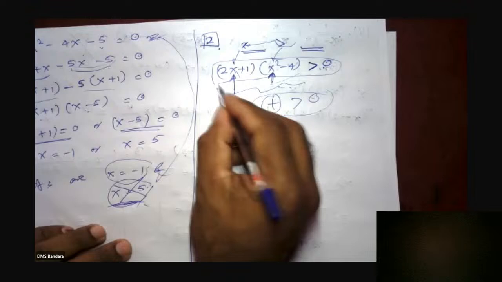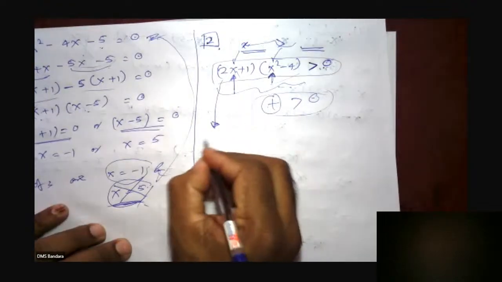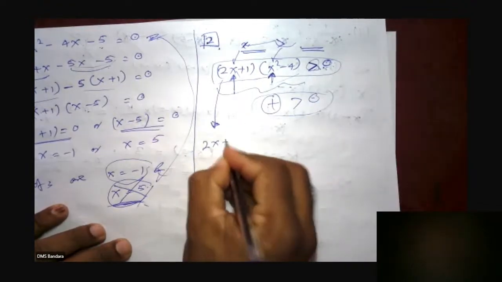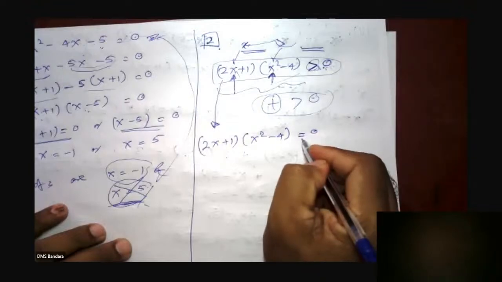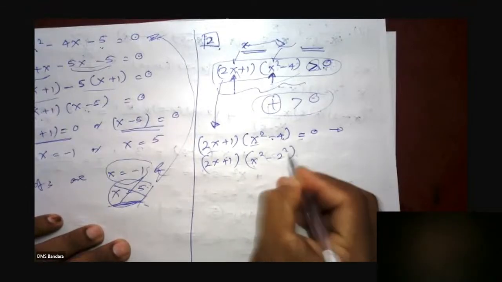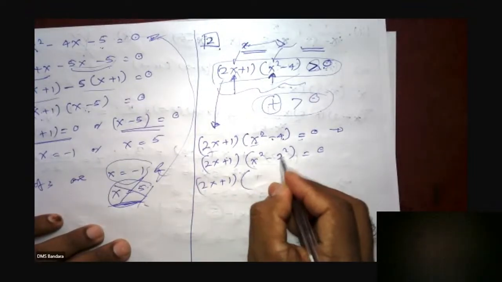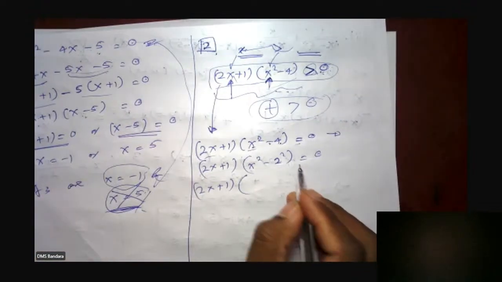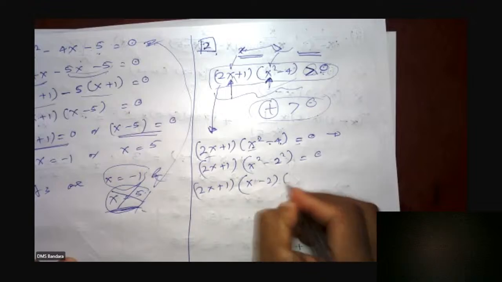For checking which x satisfy this condition, we have to find points. Which x point should be here? For that, we consider this inequality as an equality, to find the critical points, right? So (2x plus 1)(x squared minus 4), we can rewrite the 4 as a perfect square, 2 squared, equals 0. Now this is the difference of two squares: x minus 2 and x plus 2.